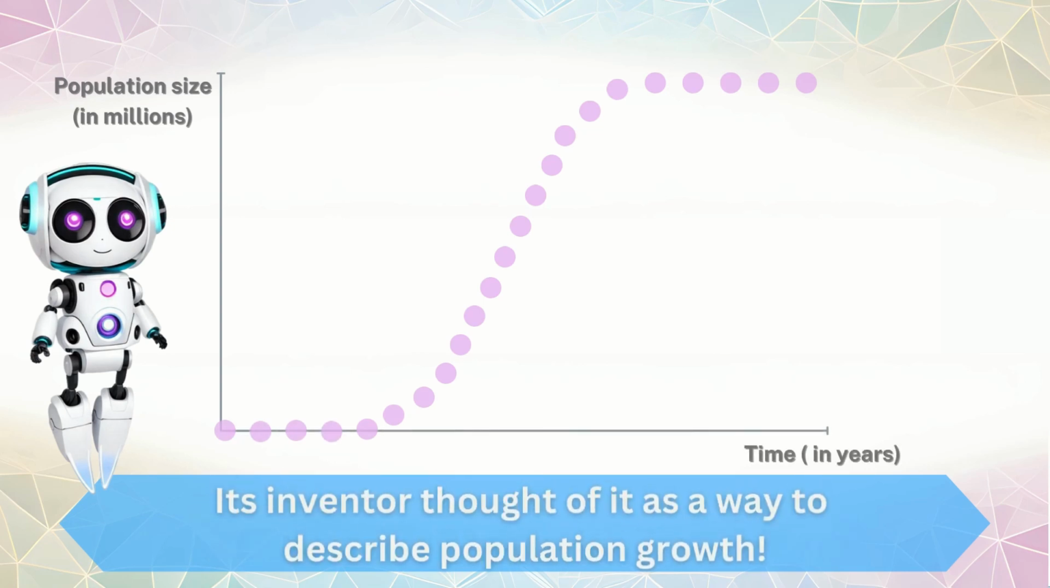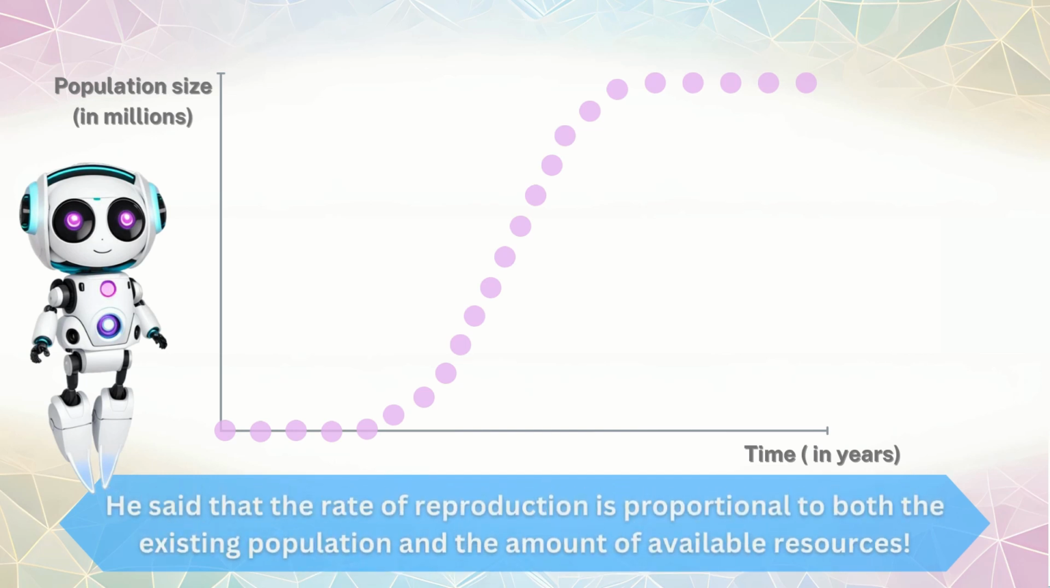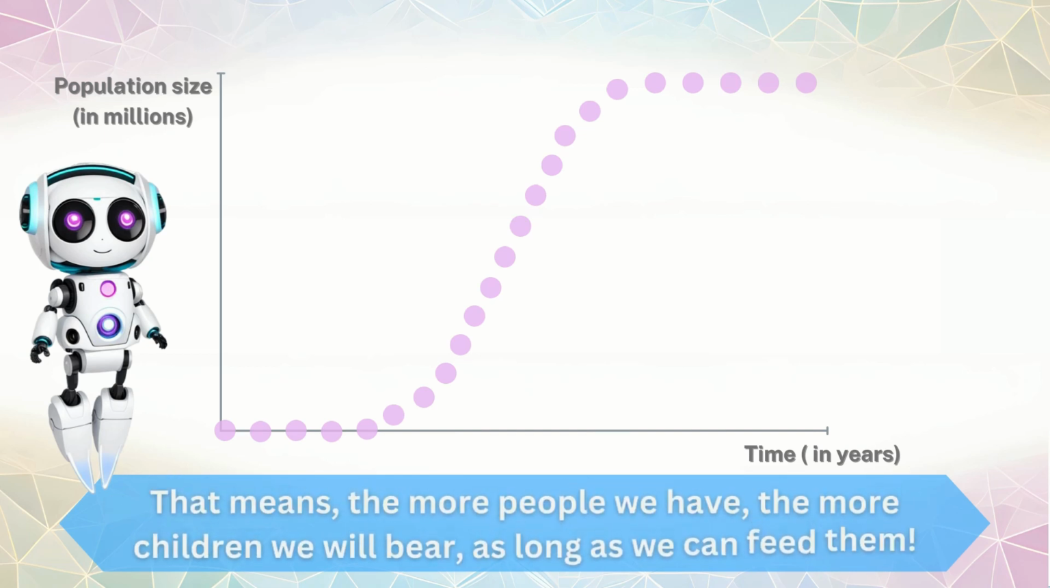Its inventor thought of it as an easy way to describe population growth. He said that the rate of reproduction is proportional to both the existing population and the amount of available resources. That means the more people we have, the more children we will bear, as long as we can feed them.